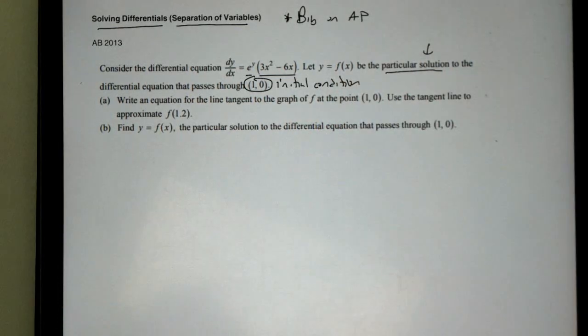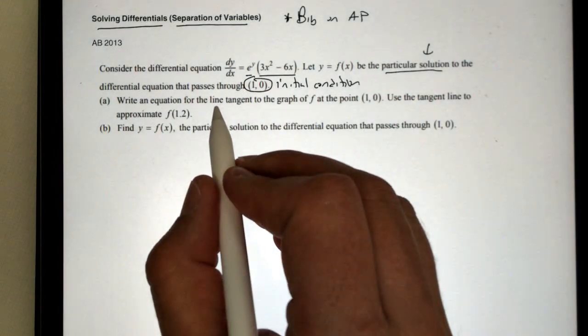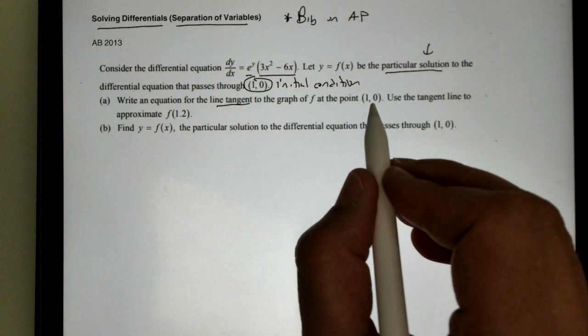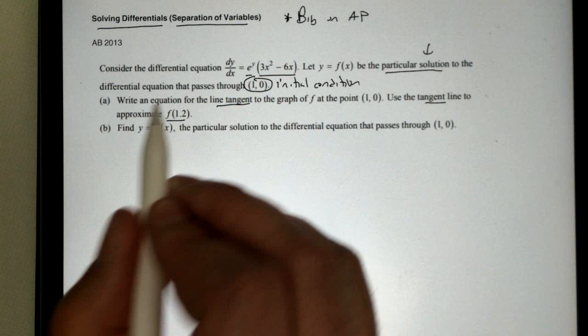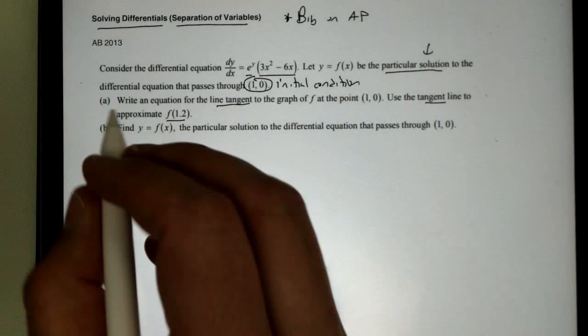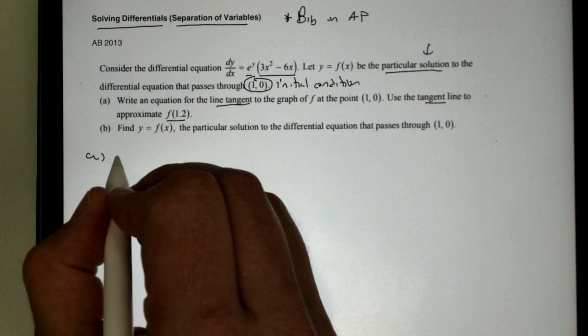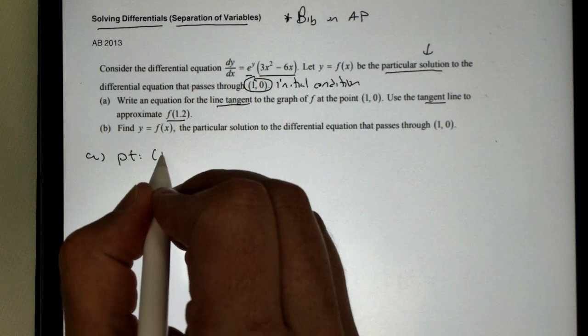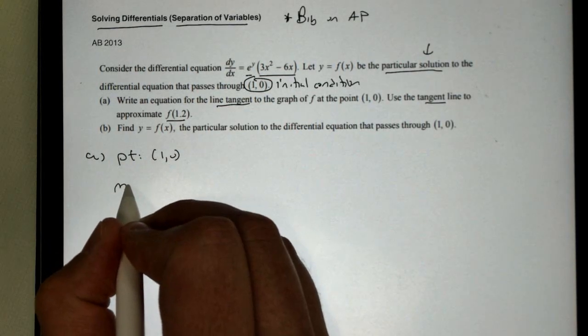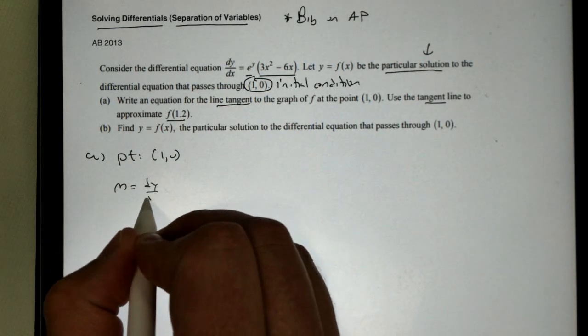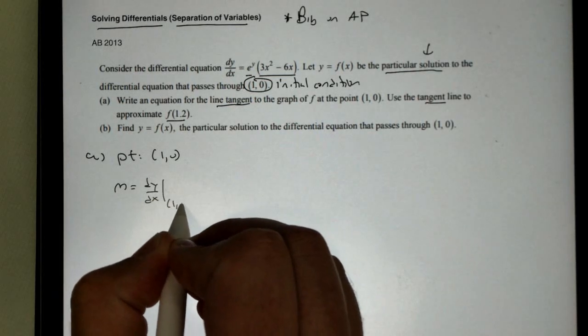That's nice. Now the first question is not so bad. They tell us to write the equation of a tangent line at (1, 0) and use the tangent line to approximate f of 1.2. So for part A, that's going to be really easy. We need a point. Oh, look, they gave it to us. And we need the slope. Well, the slope is just the derivative at our point.